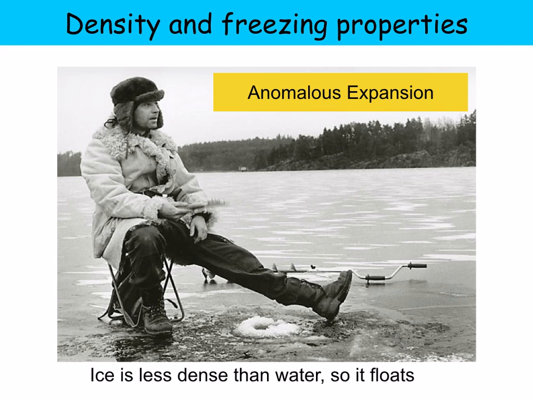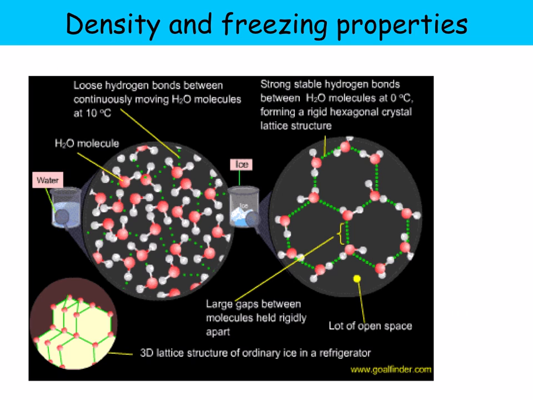We call this strange property anomalous expansion, where ice is less dense than water and therefore floats. Now, why does it do this? If you have a look here, you can see that the water molecules are held in a rigid structure when they are in the form of ice. So when they are solid, they're held in a rigid structure with lots of open space between them. This makes ice less dense than liquid water.